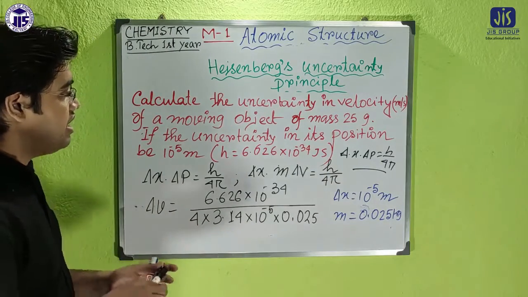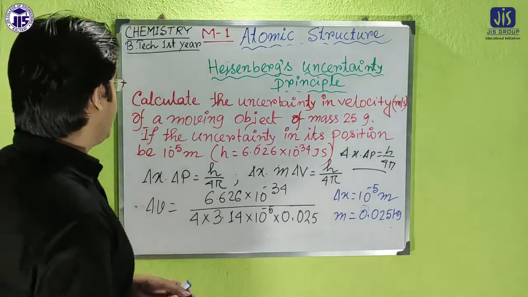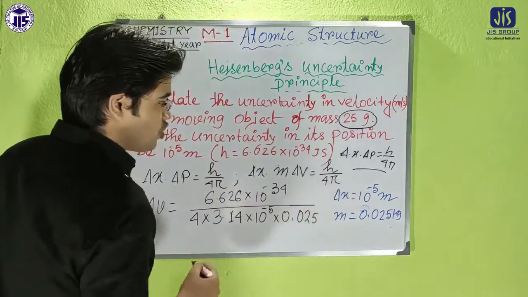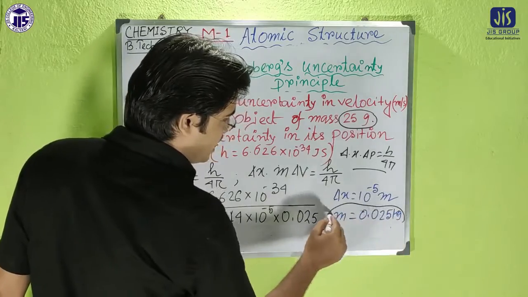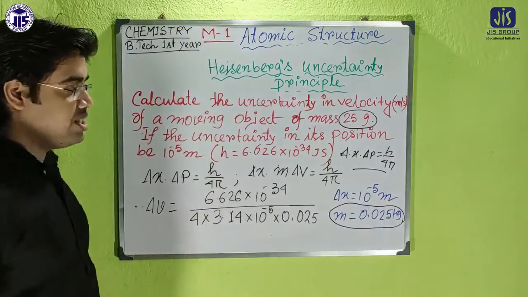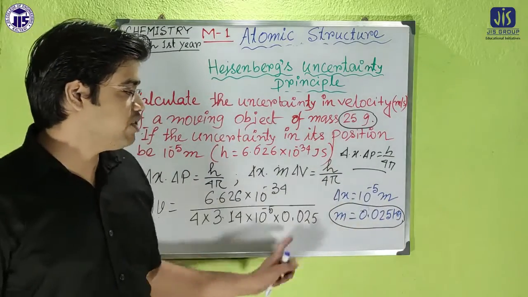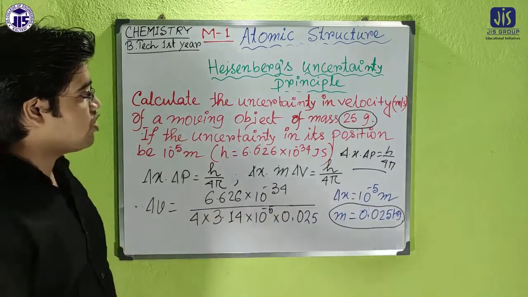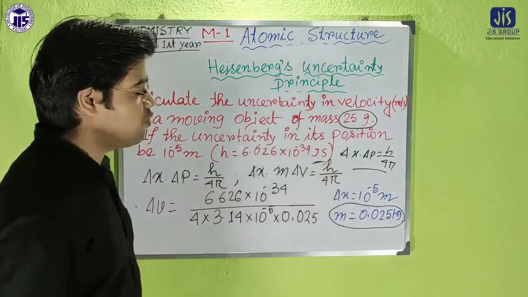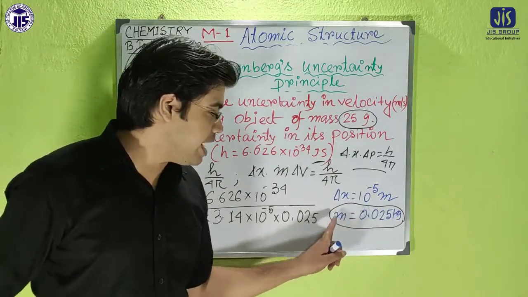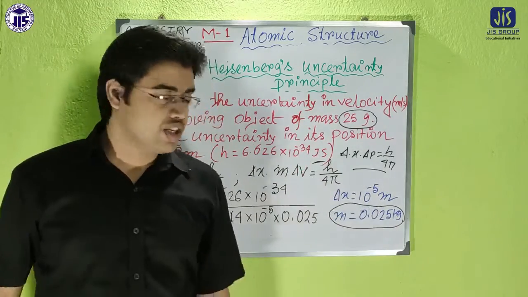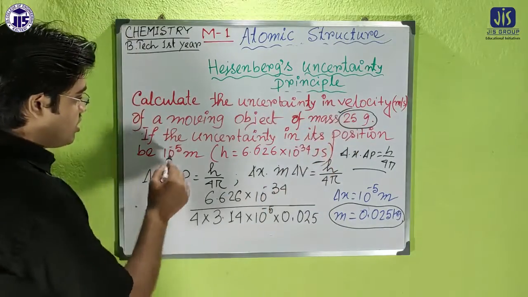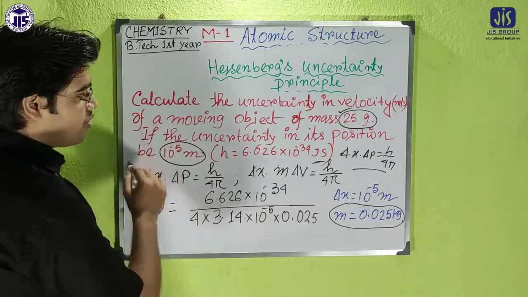Now here in the question, what is given? The mass equals 25 gram. Here we convert it from gram to kg, so that all the units are in SI, meter or joule, whatever. Here it is given in joule second, so we are taking the unit of mass as kg. Another thing given is 10 to the power minus 5 meter.